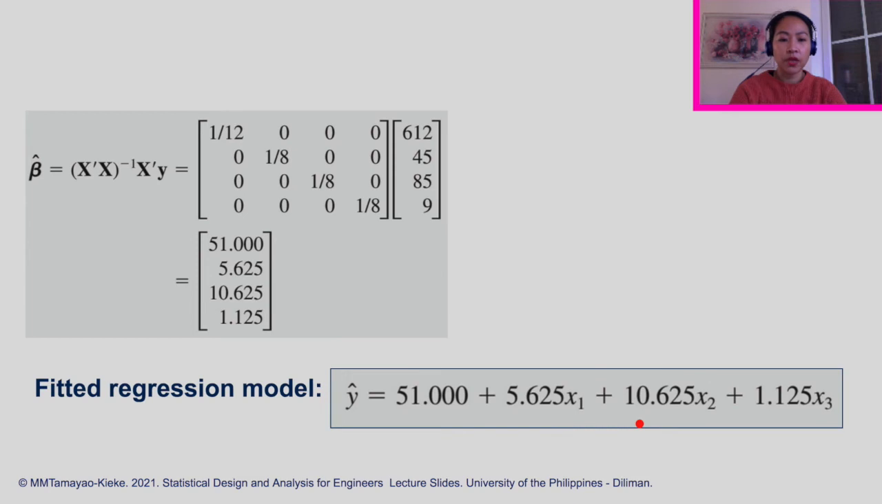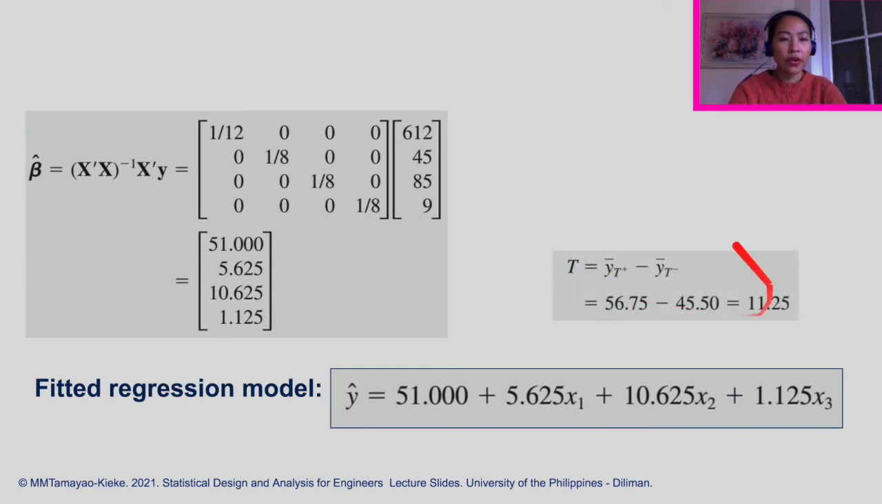Based on this model, let's recall that these are also called partial regression coefficients, because 5.625 here is interpreted as the expected change in y with a corresponding unit change in x1, holding x2 and x3 constant.